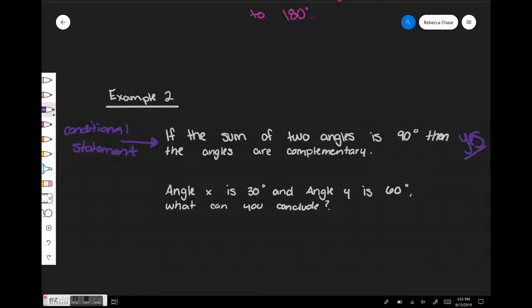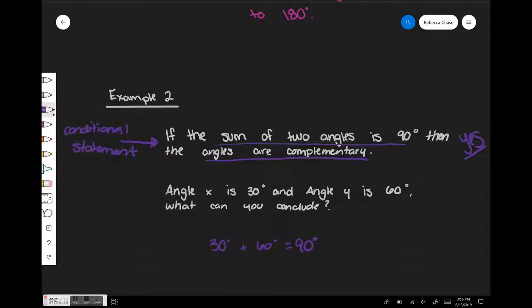You're not going to come across an example when working with the law of detachment where that first conditional statement isn't true. Then I look, it says angle X is 30 degrees and angle Y is 60 degrees. What can you conclude? We're trying to conclude that the angles are complementary. If angle X is 30 degrees and angle Y is 60 degrees, does that add up to 90 degrees? First we have to figure out, is the hypothesis true? Yes, that adds up to 90 degrees.